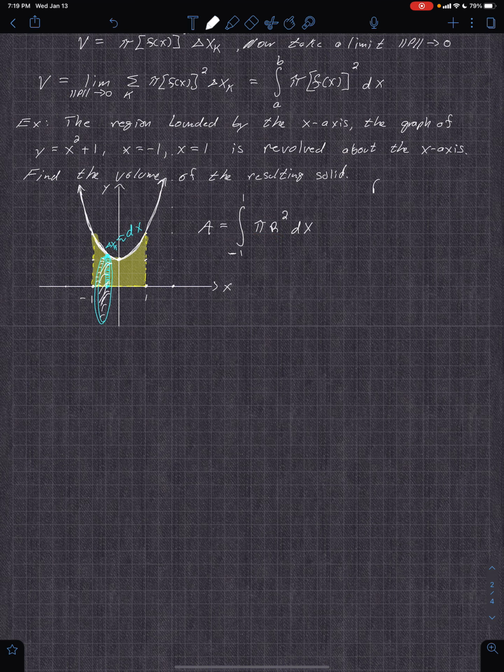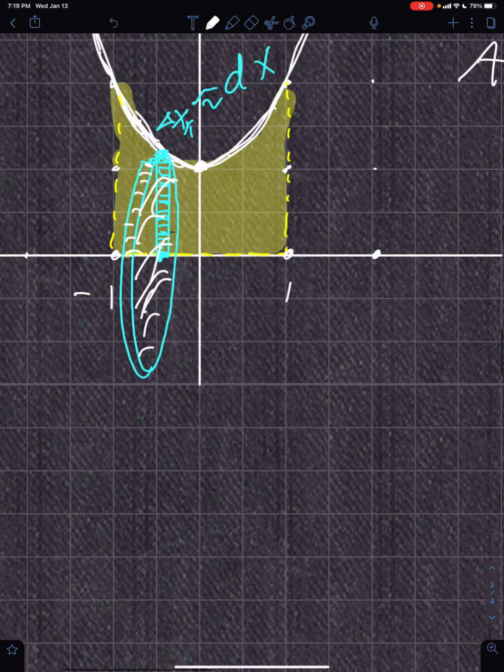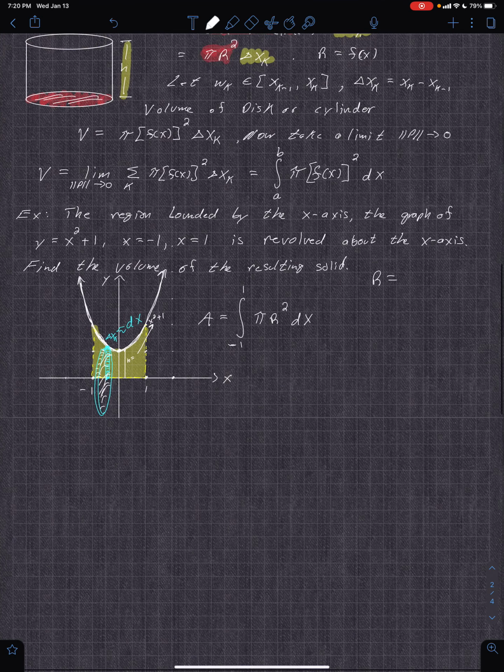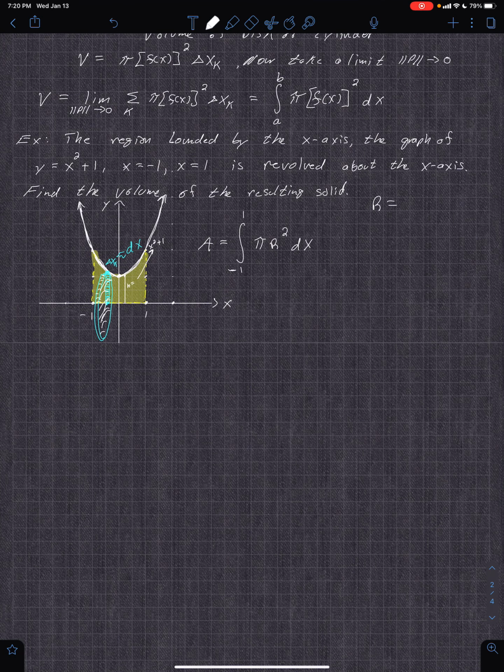And so your r is going to be that height, right? So from here up, that's the height. That's your x squared plus 1, right? So your height is that x squared plus 1. That makes sense? Okay, so that's x squared plus 1, and then we got to square that, and that'll be x to the 4th plus 2x squared plus 1 if you multiply that out.